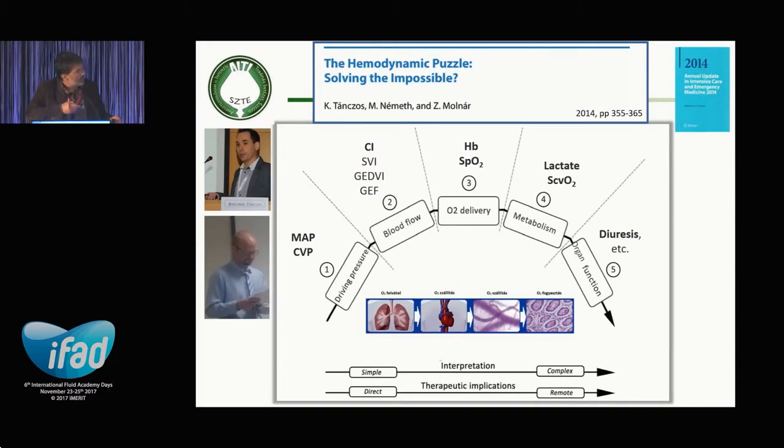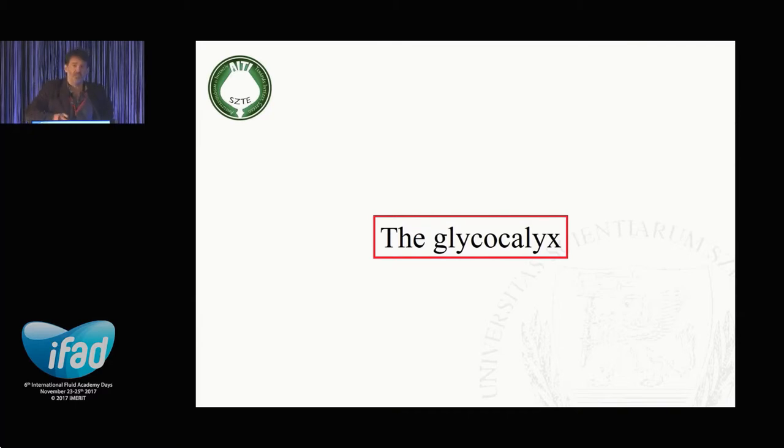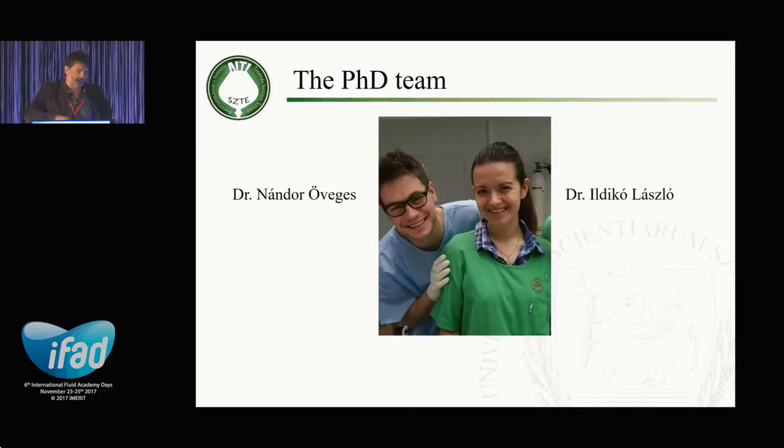This is a chapter we published in the Annual Update in 2014. These are my co-authors, both of whom wrote their PhDs on hemodynamic monitoring. What it means is that you must put oxygen delivery and consumption into context. And of course, there is tissue perfusion as well. There is no way out. You have to use this multimodal approach if you want to do the best for your patients. And of course, the glycocalyx has a huge impact in this game.